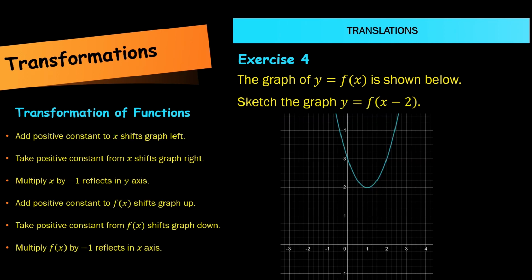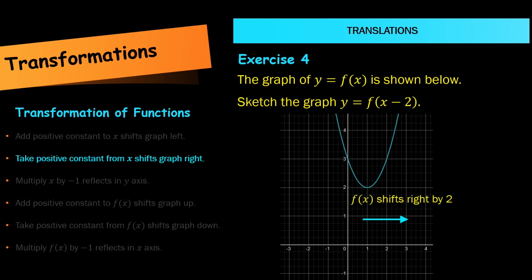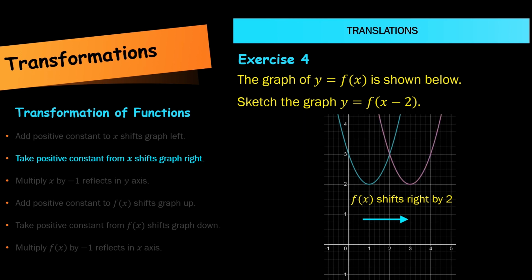Now let's have a go at exercise 4. The graph of y equals f of x is shown on your screen. Sketch the graph y equals f of x minus 2. Now when we take a positive constant from x, the graph shifts right. Now our graph is therefore going to shift right by 2, since we've taken away 2 from x. And so our new graph will look something like the one you can see on your screen now in green.